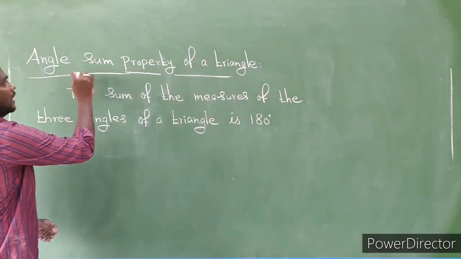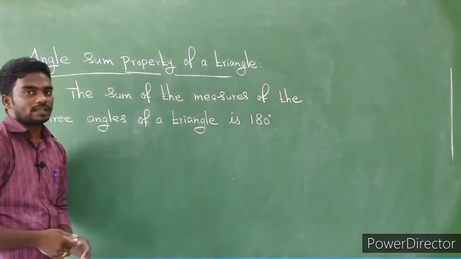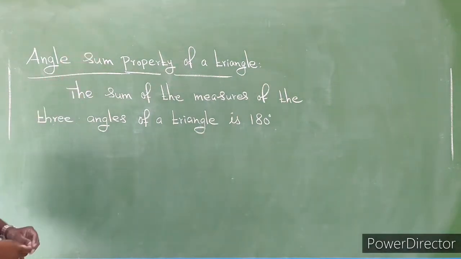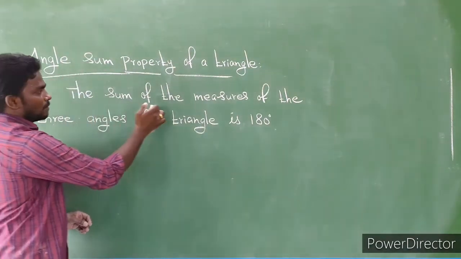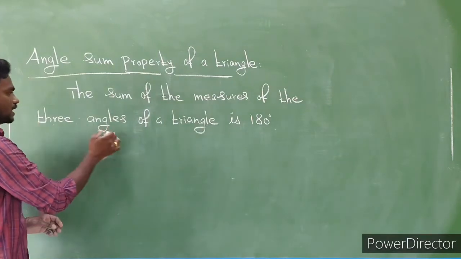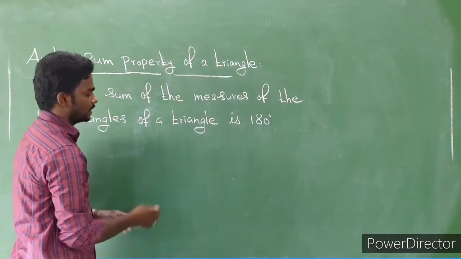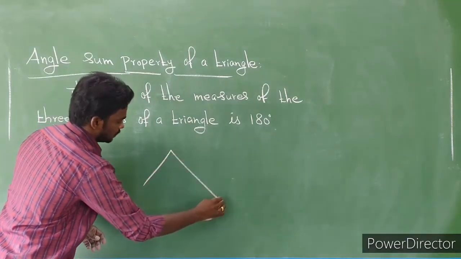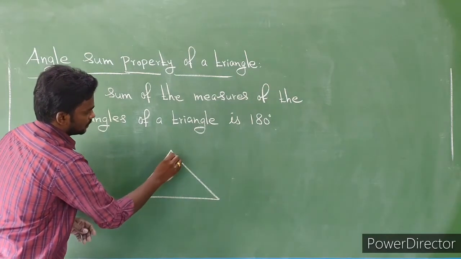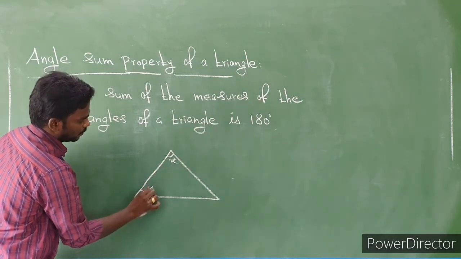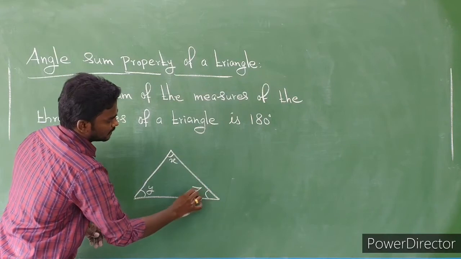Next one is the angle sum property of a triangle. The sum of the measures of the three angles of a triangle is 180 degree. So this is for angle x, angle y and angle z here.